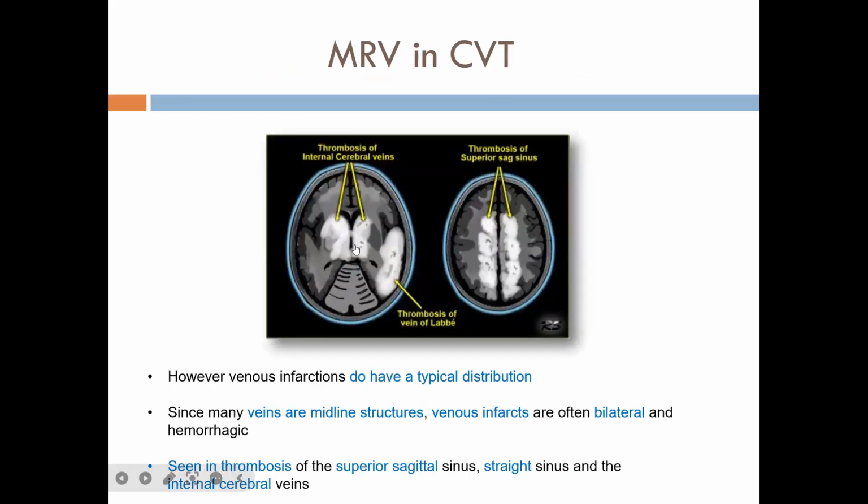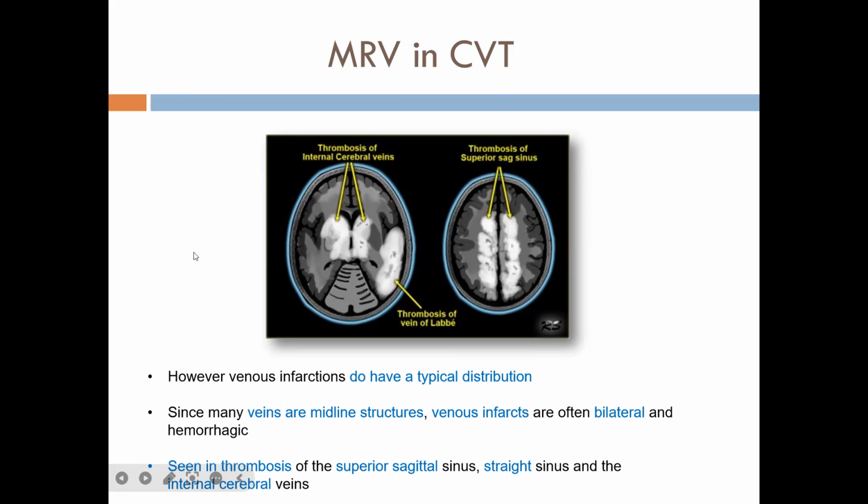Sometimes due to the venous obstruction, that will lead to thrombosis. Predominantly, thrombosis will be involved in the superior sagittal sinus, straight sinus and internal cerebral vein. That will lead to venous infarct. Like your arterial infarct, venous infarct will also occur, most commonly bilateral. Due to the venous infarct, finally it will lead to hemorrhagic conversion.